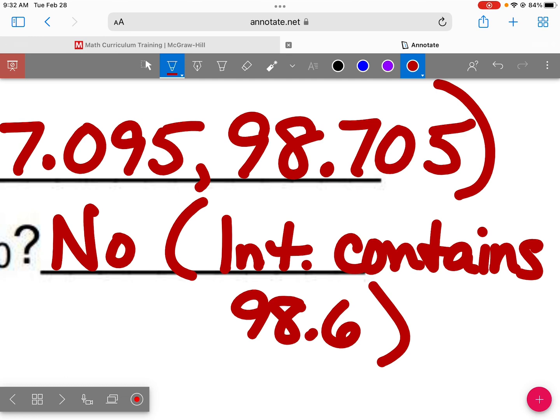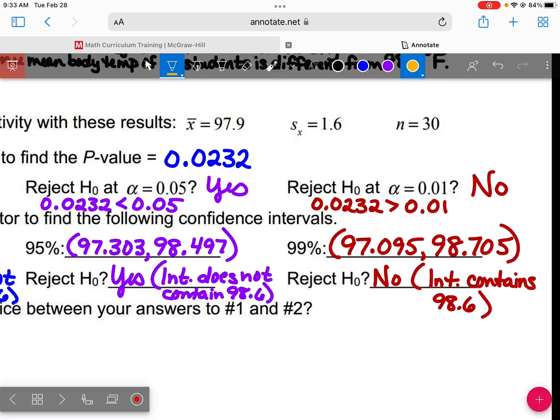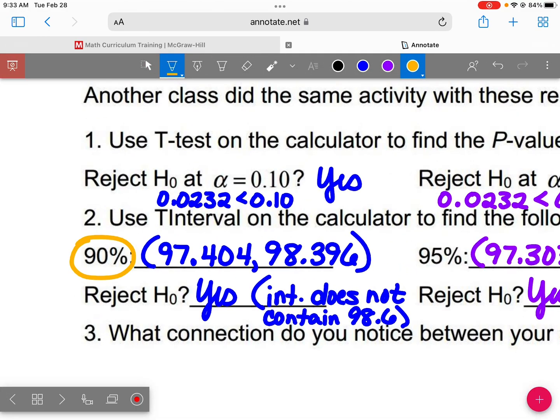So I want you guys to look at these. Talk to me about the relationship between a 90% confidence interval and a 10% alpha level. They both rejected the null. If I add 0.90 and 0.10 together, I get 100%. So with a 90% confidence interval, I'd come up with the exact same result, reject or fail to reject, as I would with a significance level of 10%. It has to be two-tailed.